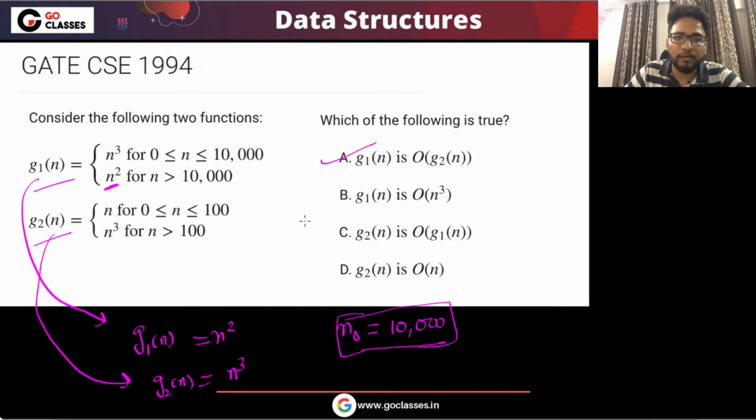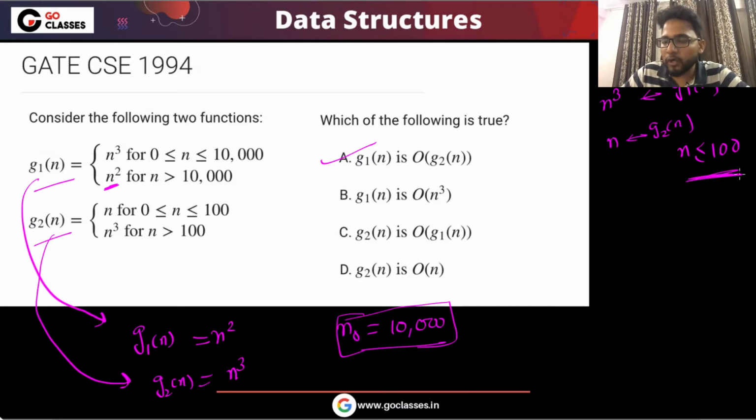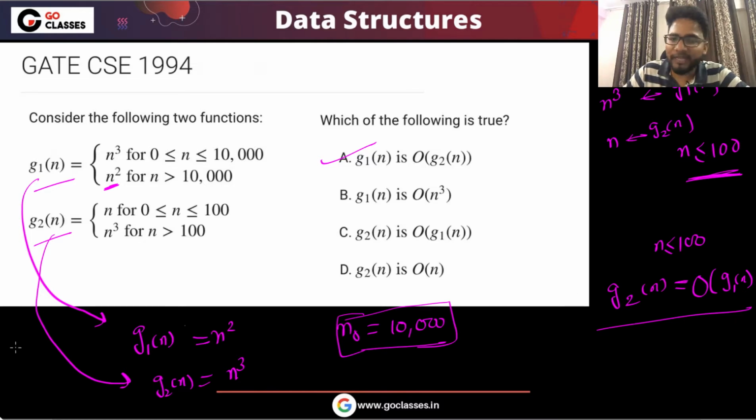Now, can you say that maybe before 100 only, if n is less than or equal to 100, g1n is n cube? This is g1, and g2n is just n. This is g2. So can you say that for n less than or equal to 100, g2n is equal to order of g1n? Can you say something like this for n less than or equal to 100? No, this is completely nonsense.